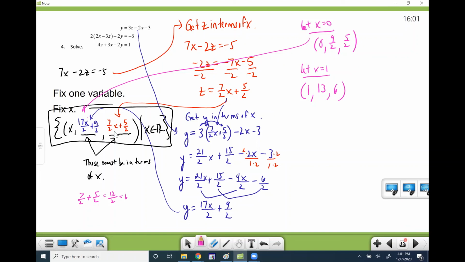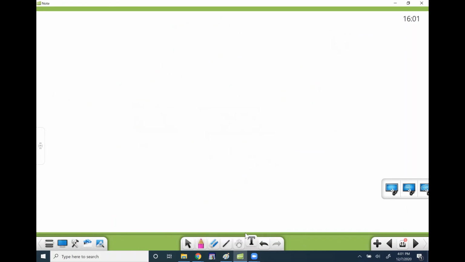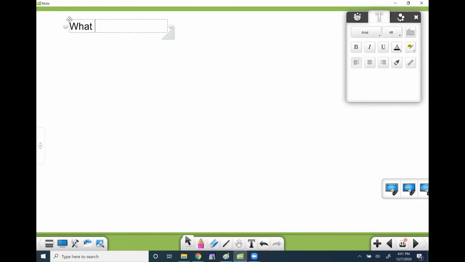Now, I think that it's probably tough. Let's do it one more time, this same problem, but let me show you what it looks like if I were to fix y, okay? So what would it look like if we fixed y? Actually, let's fix z. What it looks like if we fixed z. Okay.